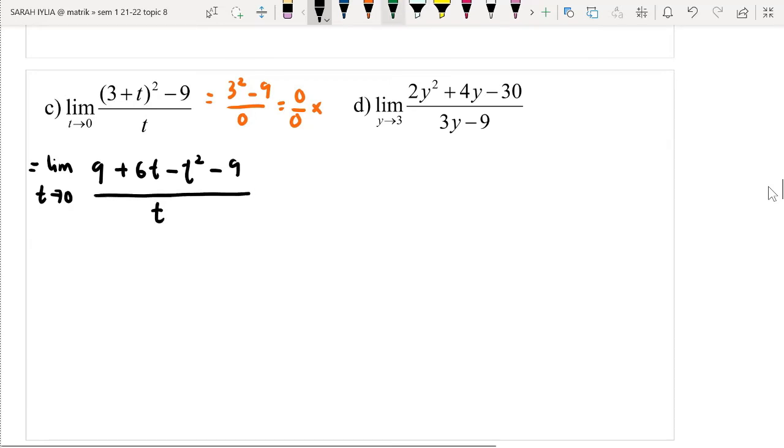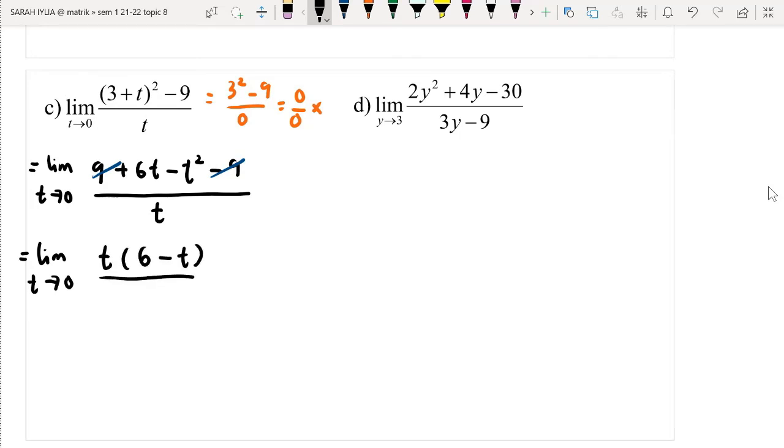9 minus 9, you can already cancel out. Now we have 6t minus t squared. Share the common factor of t, so we can factorize t out. So now we have t, 6 minus t over t. So we share the common factor of t, so only then can we cancel out t. So, try to substitute once again. Now we get 6 minus 0, so final answer 6.